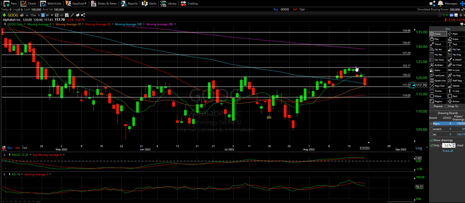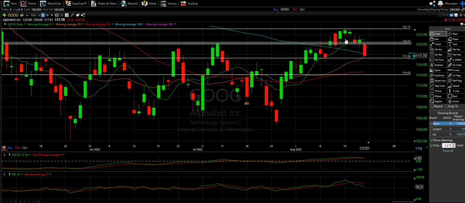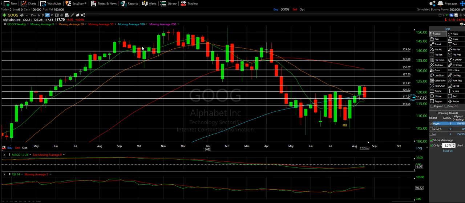This 123 was just a hard line. There were actually 2 tests on it, but yeah, again, didn't work. And even this 120 tried to save us right here, tried to save us with the 8, but yeah, it didn't go. So GOOG looks a little worrisome.